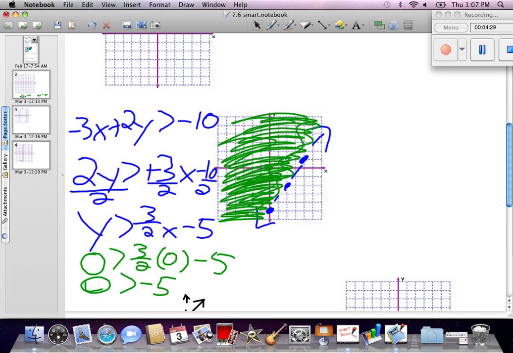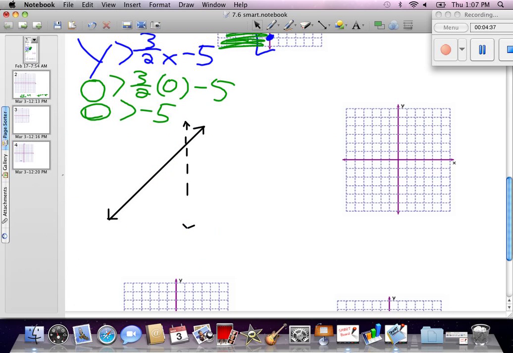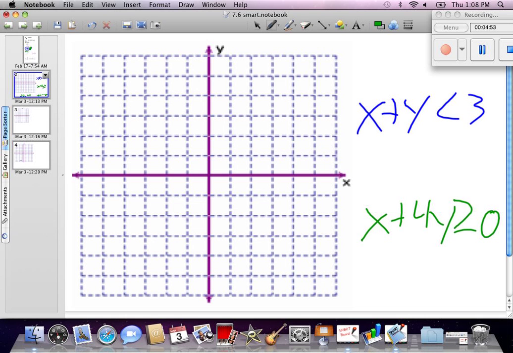All right. We're going to move on to C. Now, C, we have to make 2 lines and shade 2 lines. So you got to be careful with your shading, because where they overlap, you've got to shade it darker. I'll show you what I mean. I'm going to move to a different page. Okay. So we're looking at C. We've got x plus y is less than 3. And then I've got x plus 4y is greater than or equal to 0.